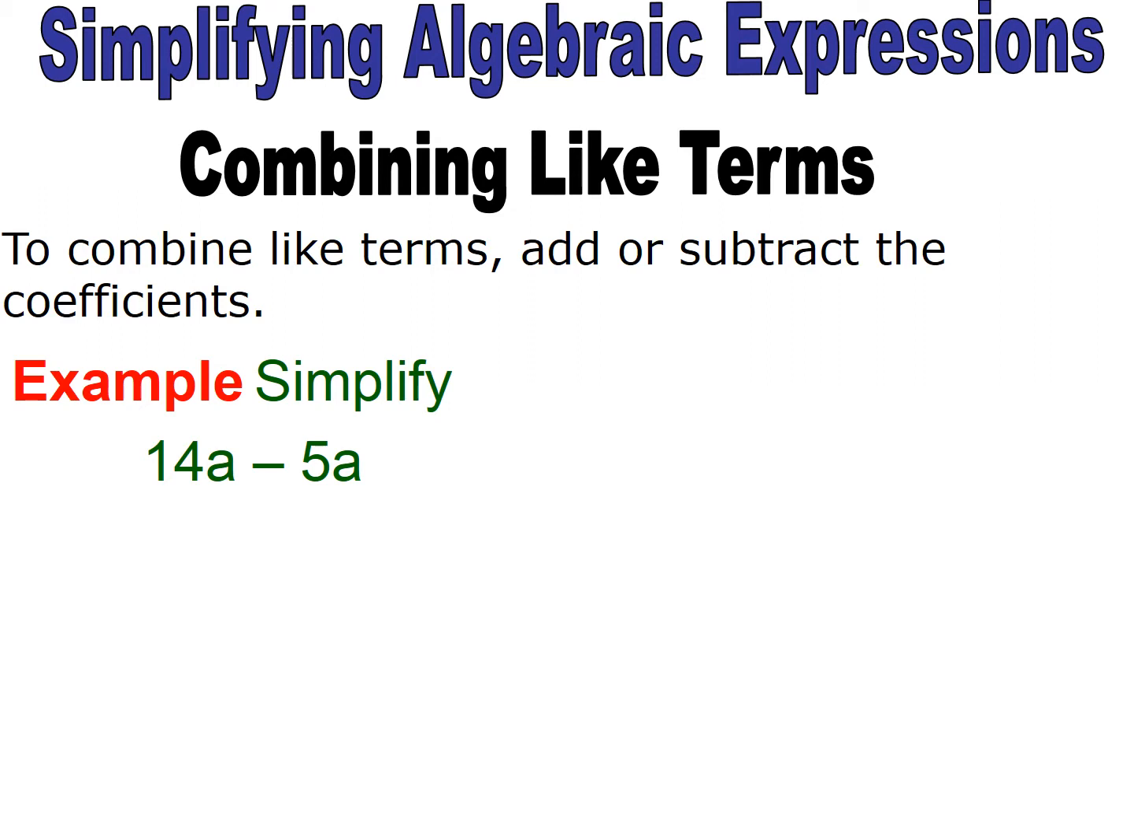So here we have a 14a minus 5a. Because they both have the same variable, we can combine the 14 minus 5 and then attach the a to it. So we do the arithmetic here. 14 minus 5 is 9, and you attach the like variable.